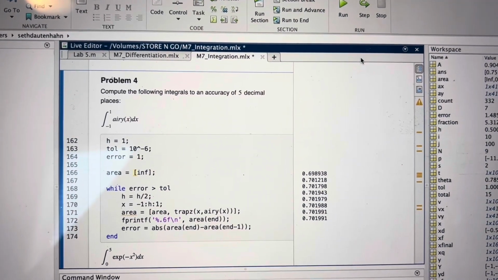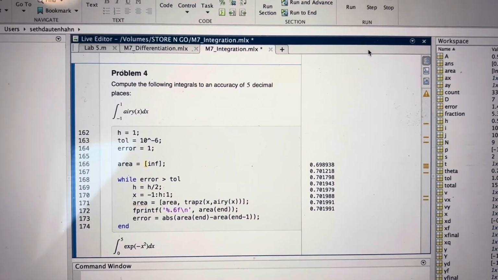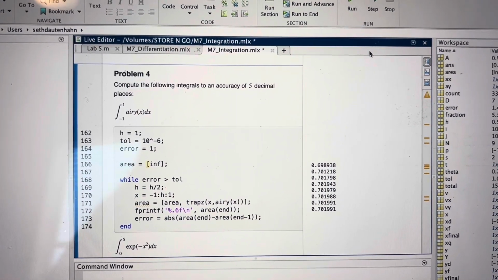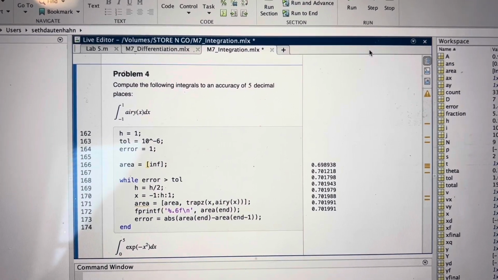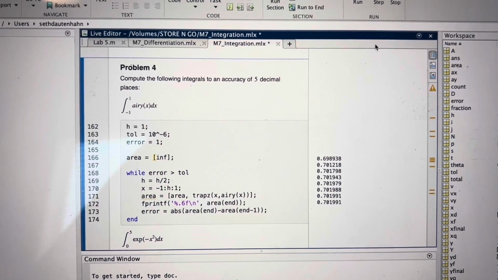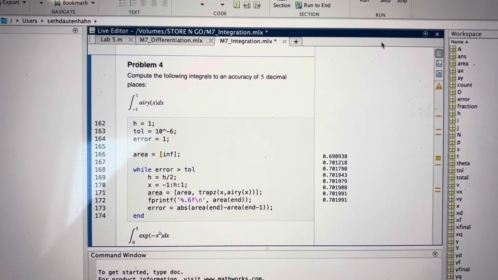Hi everyone, we're doing Lab 7 Integration Problem 4. The Problem 4 statement says, compute the following integrals for an accuracy of 5 decimal places. Okay, that sounds good. So our integration is going to be from -1 to 1 of the area function x dx. Our step size is going to be 1, so h equals 1.